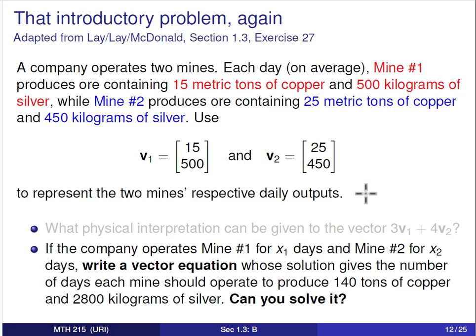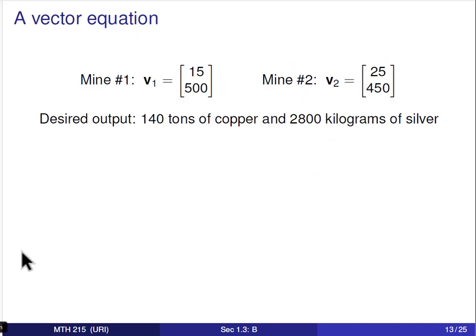All right, so let's go back to that introductory problem again. We've answered the first question. We want to know if the company operates mine number 1 for x1 days and mine number 2 for x2 days. Write a vector equation whose solution gives the number of days each mine should operate if they want to produce 140 tons of copper and 2,800 kilograms of silver. And then once we've written the equation, our goal is to solve it.